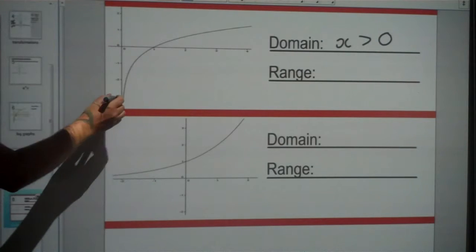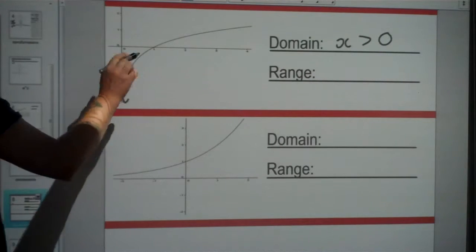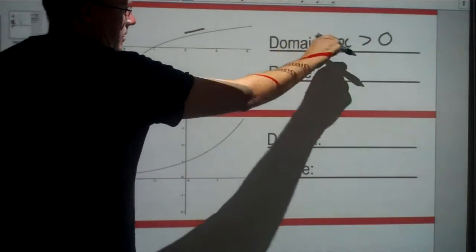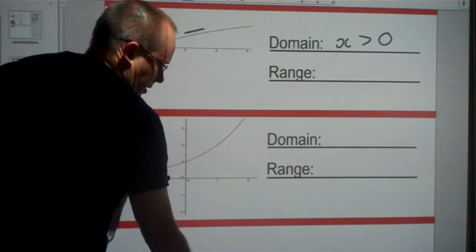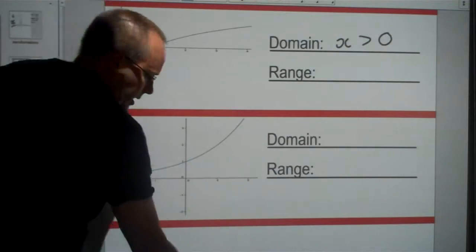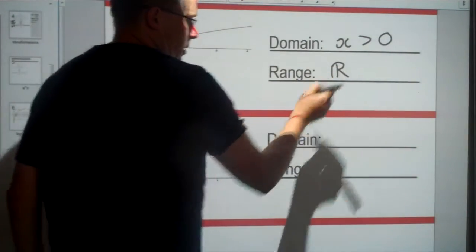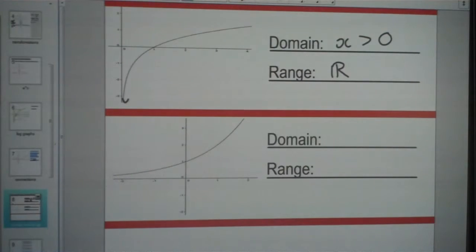Now for the range, you can certainly see this goes downwards forever and ever. This goes up, and it doesn't look like it's going to come back again. It looks like it's going to start actually turning around. It looks like it's not going to carry on forever. It actually does carry on forever. So this one's actually all real numbers, or you could say negative infinity to infinity as well as another possibility.